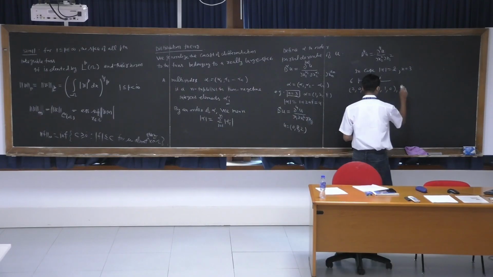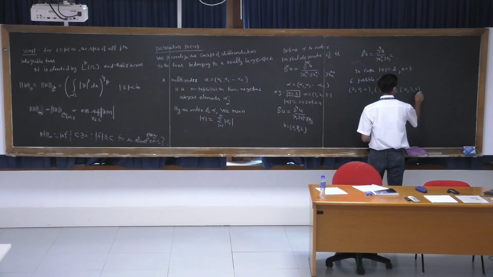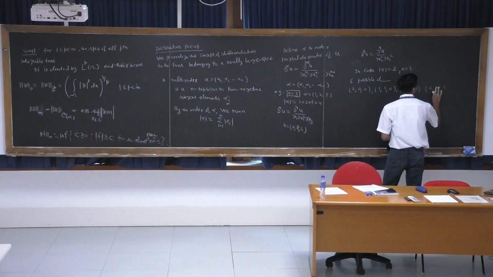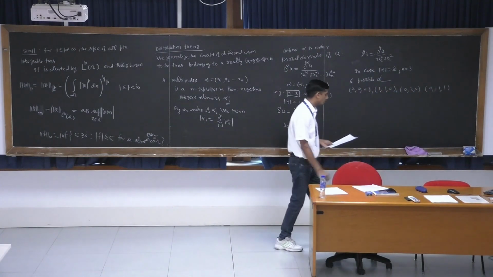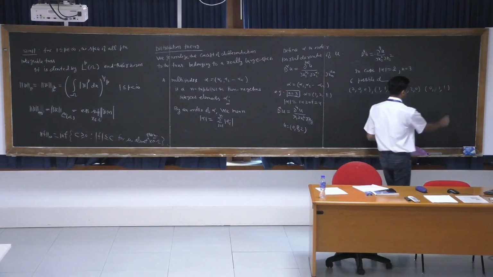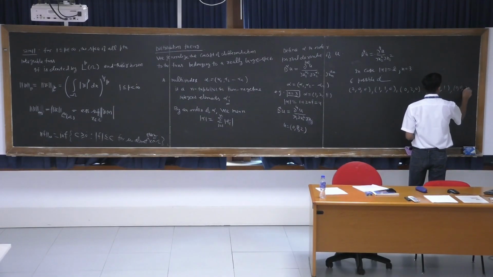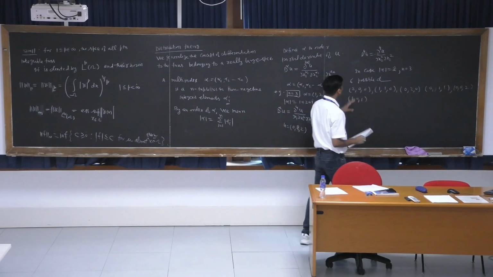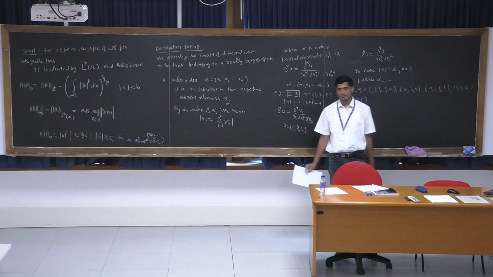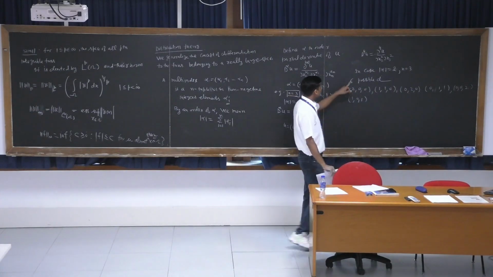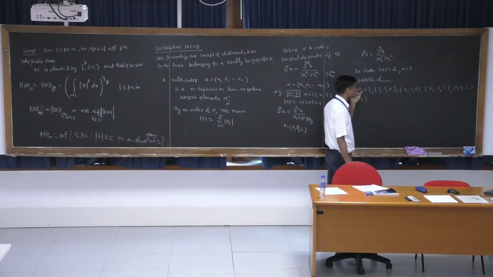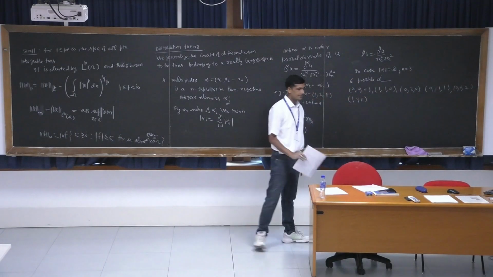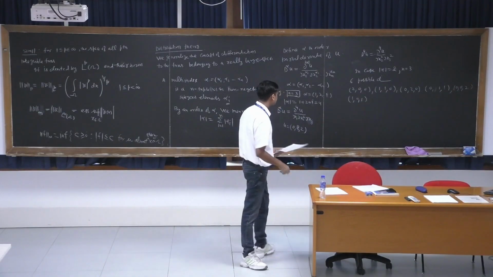This is the second possibility, 0, 2, 0 and 0, 1, 1, and one more is 0, 0, 2, and one more is 1, 0, 1. So 2, 4 and 6. These are the 6 possibilities, because alpha is 2 here, so the total sum should be 2. So this is the multi-index.